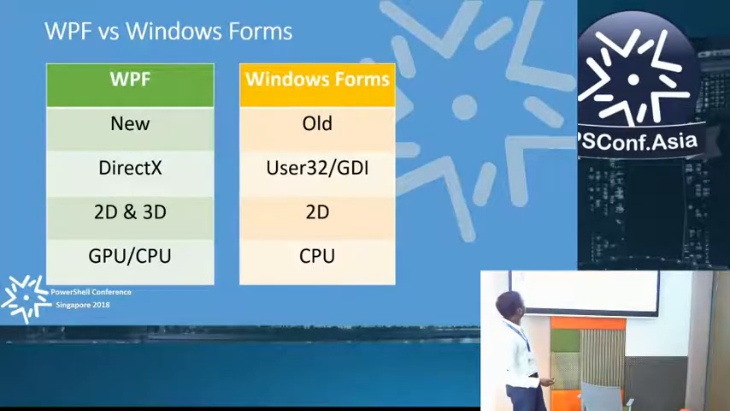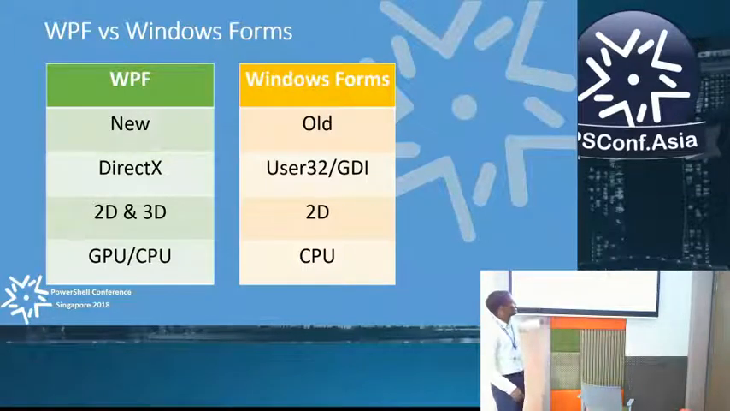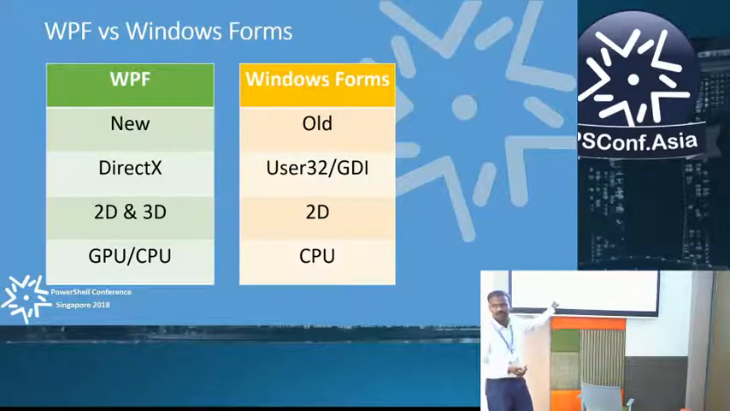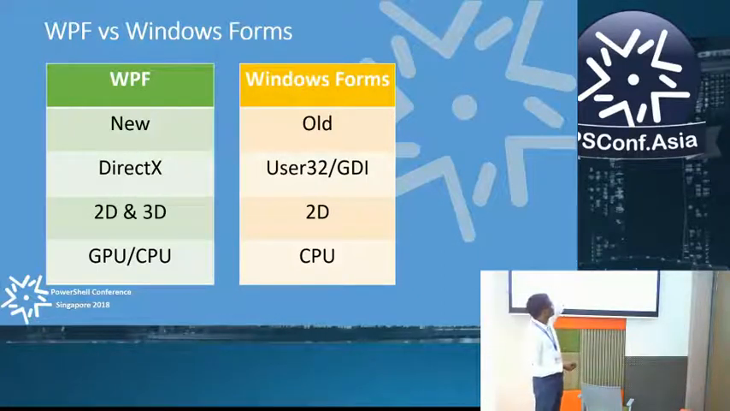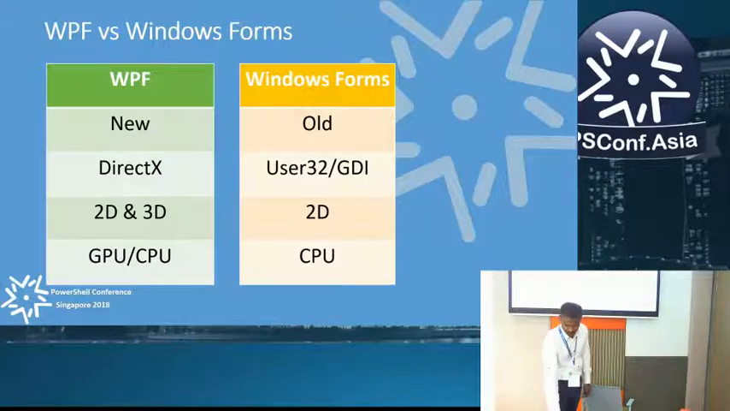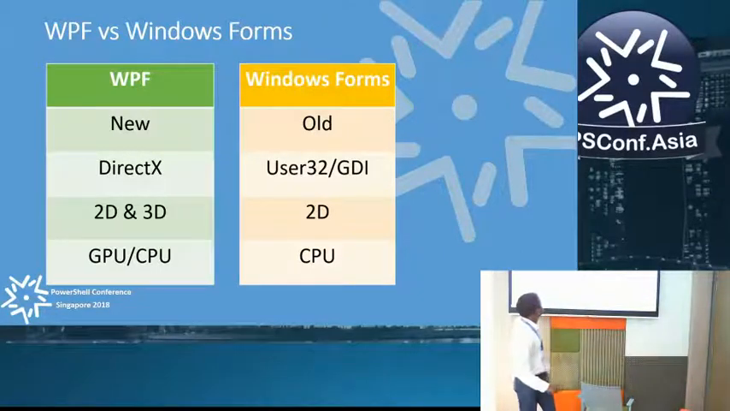WPF is comparatively new. It uses DirectX, which gives it the capability of 2D as well as 3D graphics, and it also uses your GPU, graphics card, as well as the CPU. Whereas Windows Forms is quite old, based on User32 and GDI. It only supports 2D and runs only using the CPU. So in our presentation today, we will create GUIs using WPF.